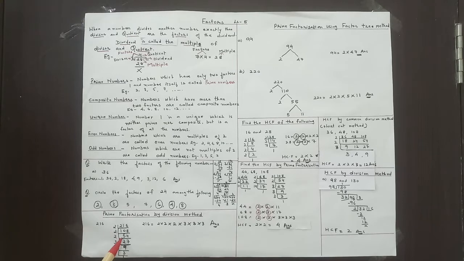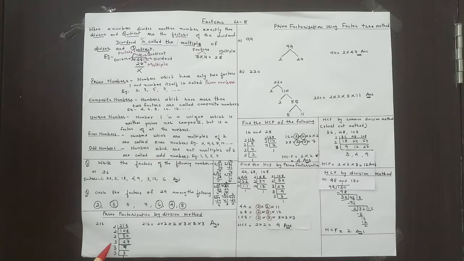2 fives are 10. 2 fours are 8. Now we have got 54. Now again we divide by 2. 2 twos are 4. 1 will go here. It will become 14. And 2 sevens are 14. Now we have 27. And 27 cannot be divided by 2.